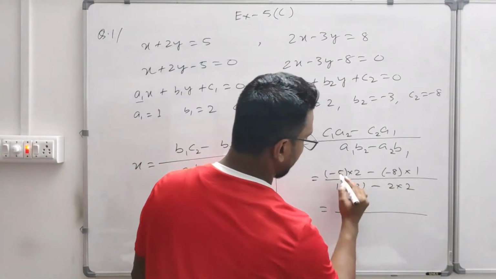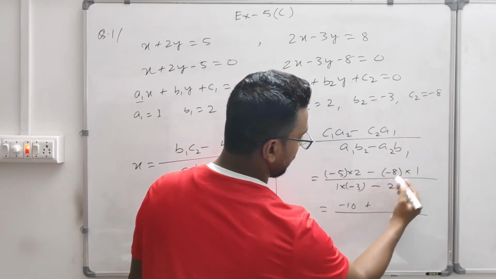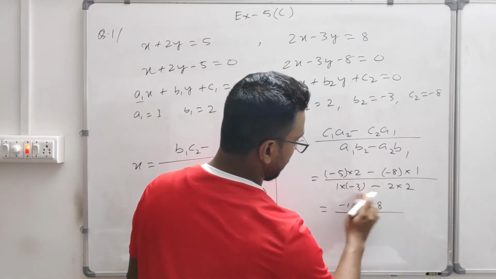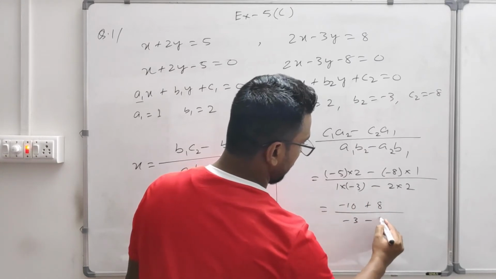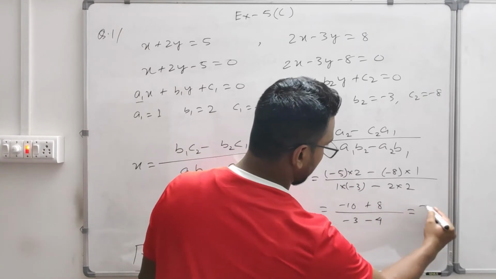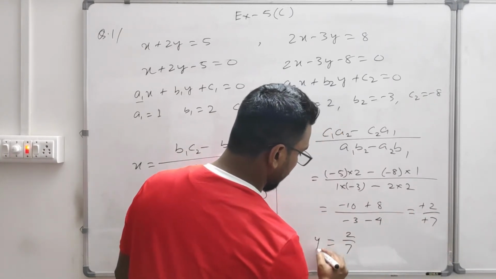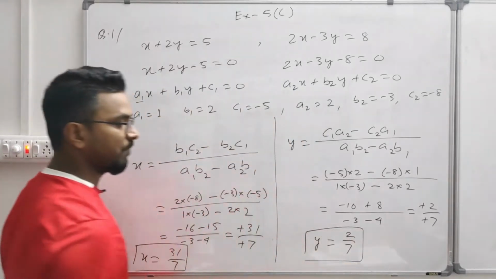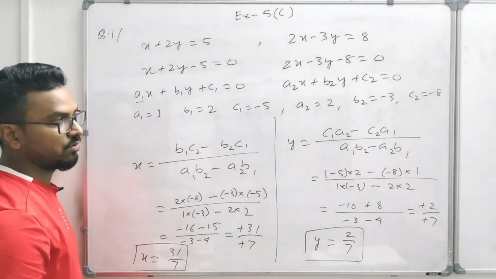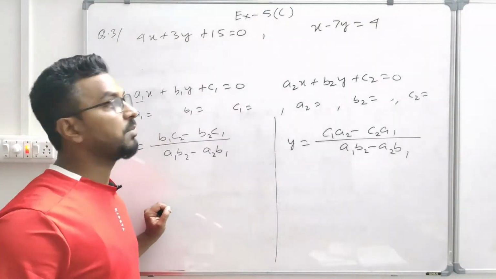So this will become minus 10 minus minus plus 8 into 1 is 8, and this will become minus 3 minus 4. So if you solve it, you will get minus 2 and here minus 7. Minus minus cancel, 2 by 7. The value of y is 2 by 7. Okay, so this is the best method to find the value of x and y. So next we will see question number 3.